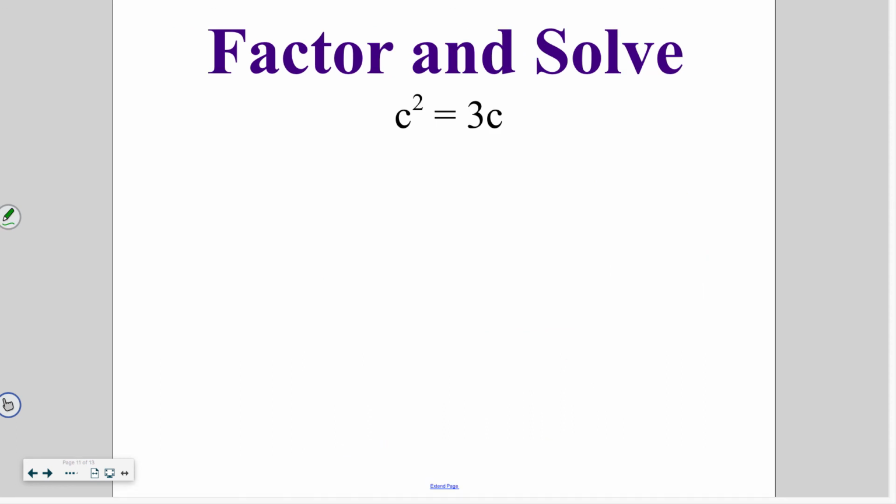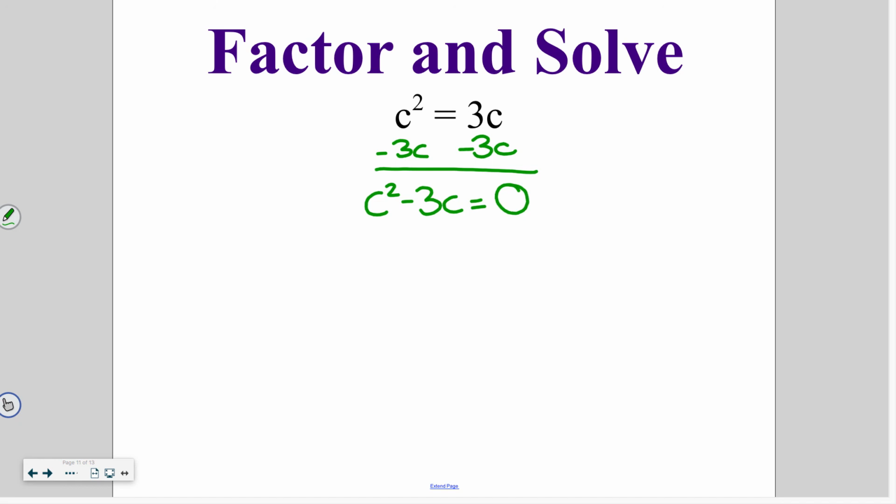So the last part of the lesson involves factoring and solving. In order to solve this type of problem, we need to have it set equal to 0. So if I'm looking at c squared is equal to 3c, right now neither side is equal to 0. We always want to keep the c squared positive, or any variable with an exponent needs to stay positive. So I'm going to move this 3c to the other side of the equation by subtracting. So I have c squared minus 3c is equal to 0.